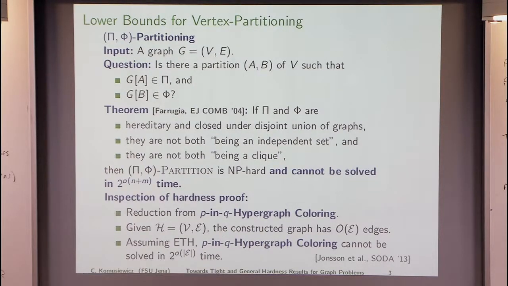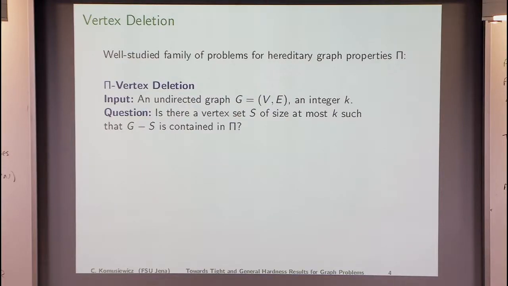Okay, but somehow this inspired me to look at these general hardness reductions again. And I looked at a class of problems that's very well studied, pi vertex deletion. So I'm given a graph property pi and an undirected graph, and the question is whether I can delete at most k vertices from this graph to obtain a graph that belongs to pi. So this includes vertex cover, vertex bipartization, minimum feedback vertex set, a lot of these classic problems.